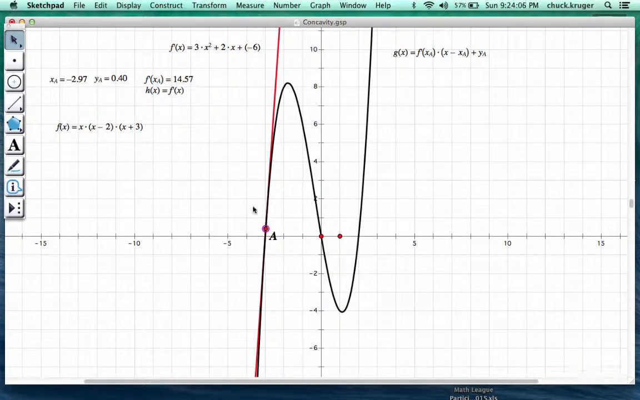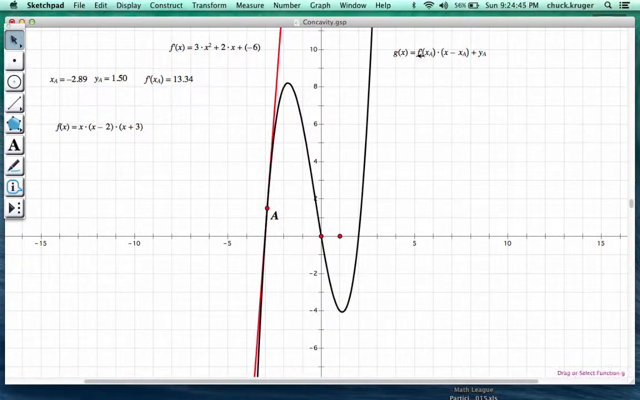What I have here is the tangent line, and you can see it in red here, and it's tangent at point A. And this right here where it says x sub a, y sub a, that's the x and y values of point A right here on the function. And you can see as I move that, those values change. And also I have the derivative, or the slope of the tangent at that particular point.